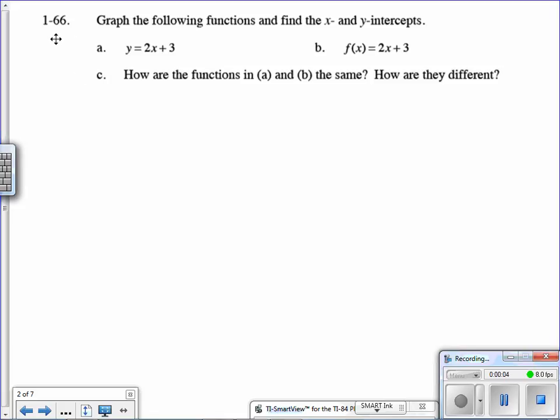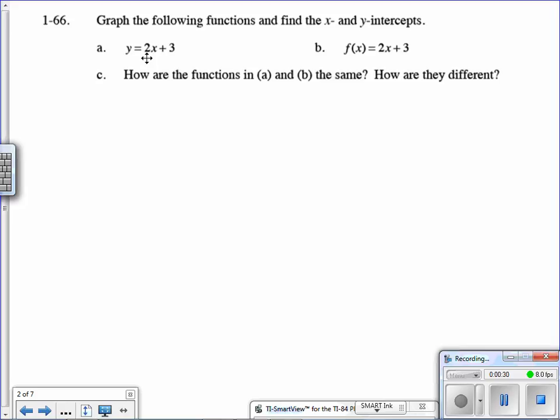Problem 1-66. Graph the following functions and find the x and y intercepts. So we have letter A and letter B. Both of these functions are very, very similar. We have y equals 2x plus 3 and f of x equals 2x plus 3. The last question we'll have there will say, how are the functions in A and B the same? How are they different? Well, more or less we have the same function here.